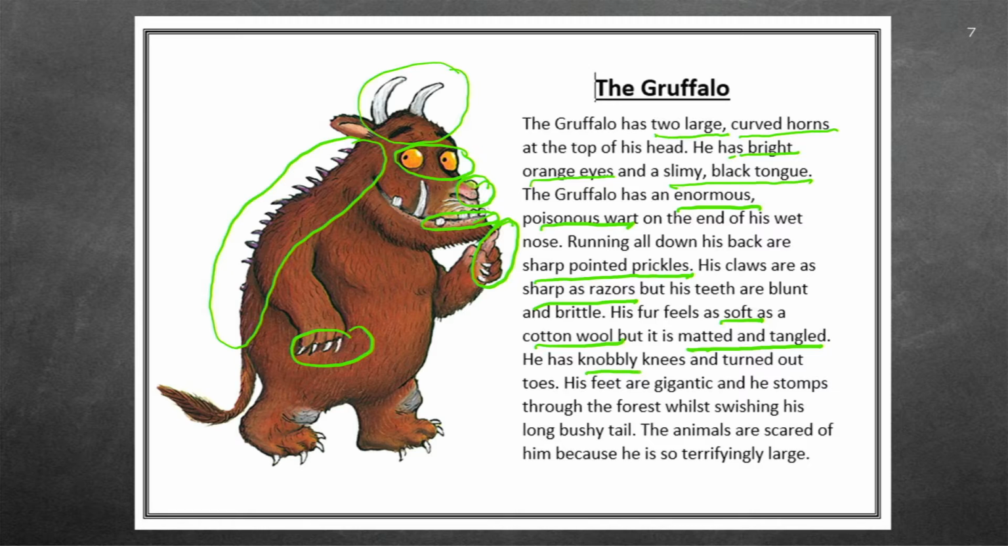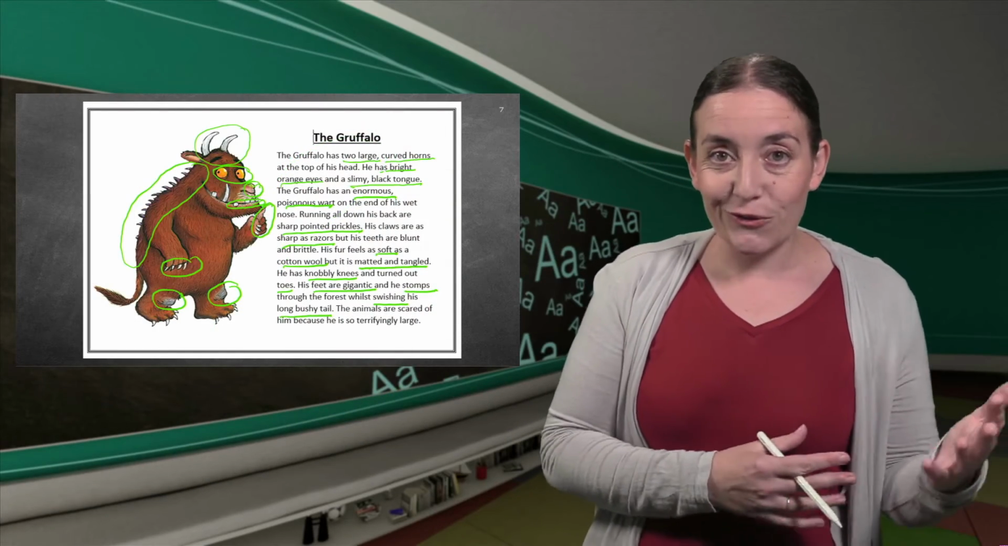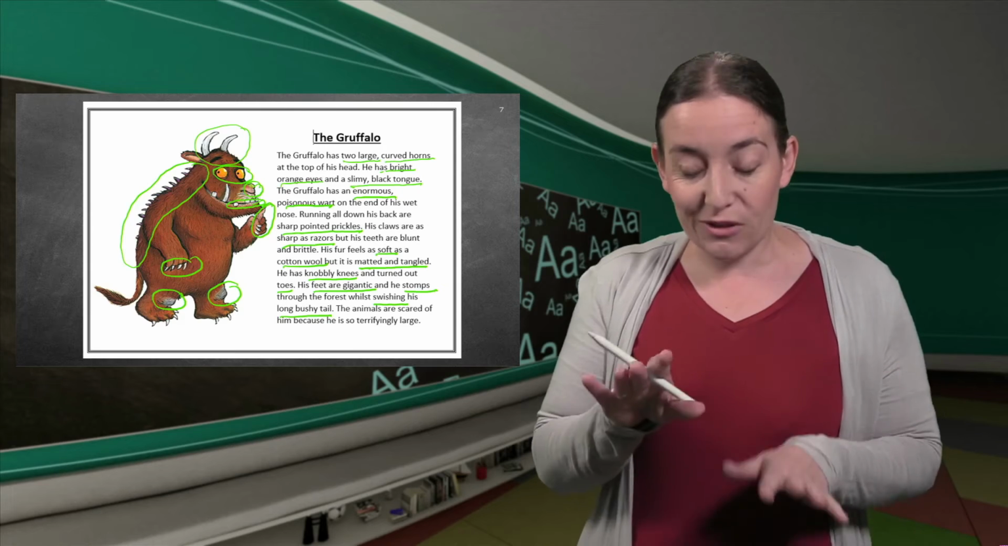He has knobbly knees and turned out toes. So he's got these huge knobbly knees over here. His feet are gigantic and he stomps through the forest whilst swishing his long tail. Here we've got an example of action, right? How he moves and where he's moving to and the manner in which he's walking with the stomping.